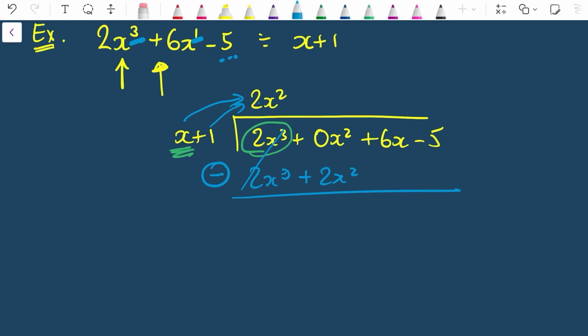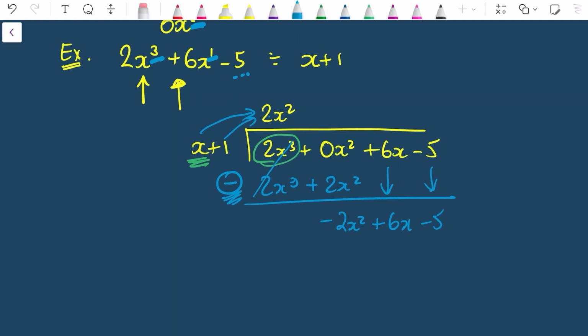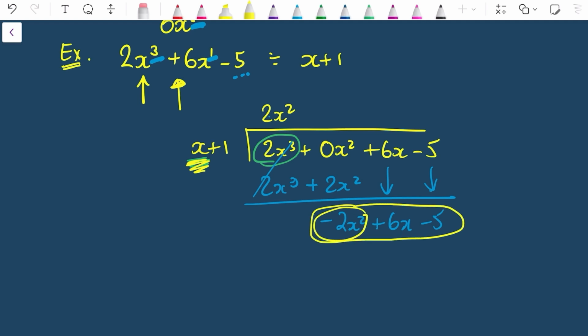That's what I wanted. And then I get 0x squared subtract positive 2, so that gives me negative 2x squared. 6x take away 0, well, that's 6x, and that minus 5, I'm just going to carry that down. So I then begin the process again. I say, what must I multiply x by to get, in our case now, minus 2x squared, and that's going to be minus 2x.